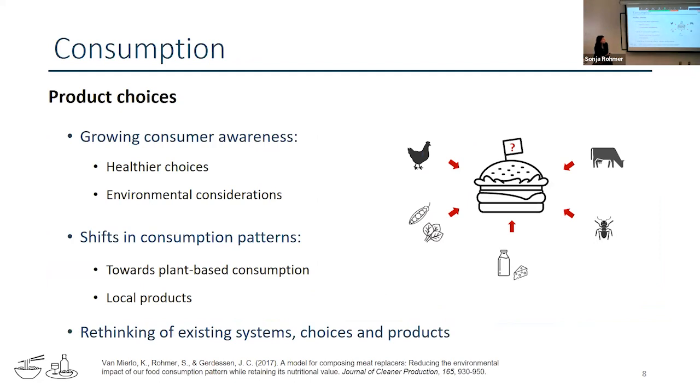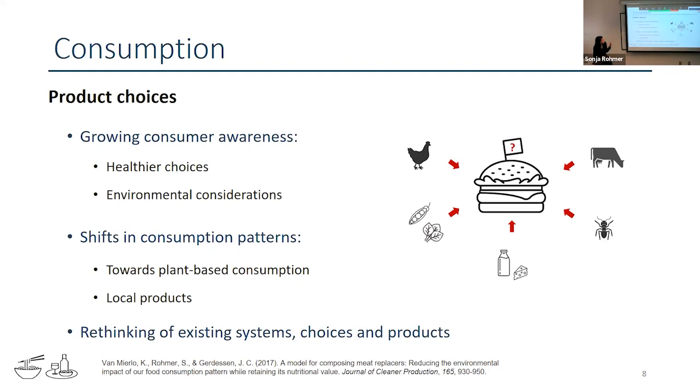And then the last stage in the system is consumption. Consumption, for me, in this context is product choices. And how does that change with sustainable decision making? Well, there's a growing consumer awareness, as I already mentioned before. That means consumers generally want to make healthier choices, and they start taking into account environmental considerations. So how can we design products that take these aspects into account and are both healthy but also better for the environment, considering all the constraints that I have related to a certain product?